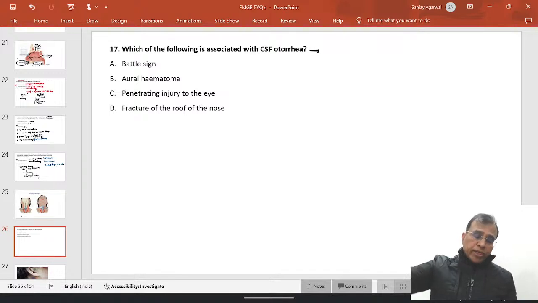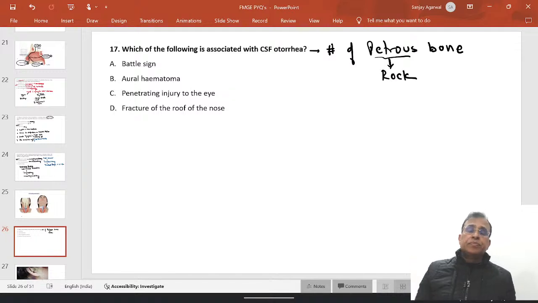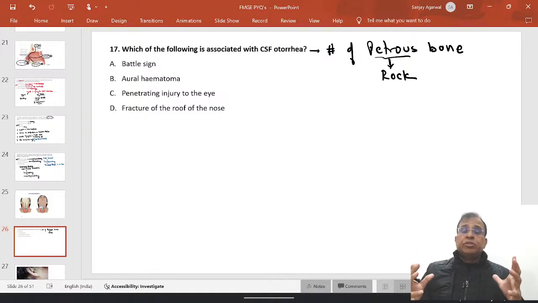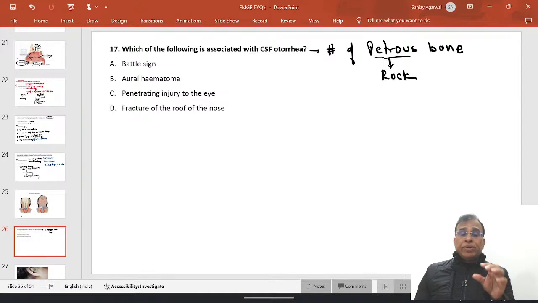Now CSF otorrhea is due to fracture of the petrous bone. Okay, fracture of petrous bone. Now, what does the word petrous mean? The word petrous means rock. Patthar. Because this bone is rock hard, it's a very hard bone, that's why the name is petrous bone. In some books, it is called the toughest bone in the human body. Some books will tell you petrous bone is the hardest bone in the human body. So it's very difficult to fracture this bone.